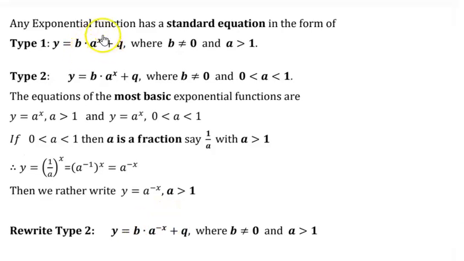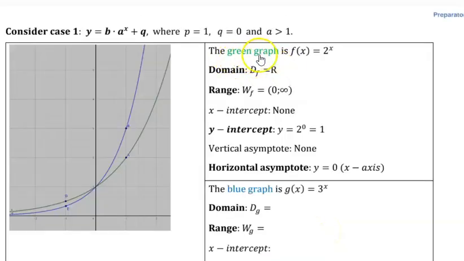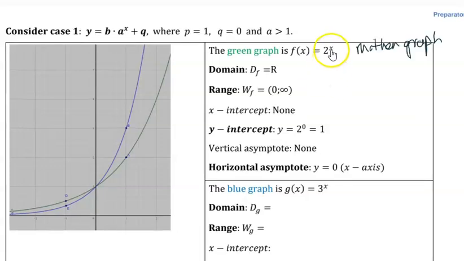Type A, where we have a to the plus x and a is greater than 1, is an increasing function, and type 2, which is a to the minus x, is a decreasing function, although a is still greater than 1. I'm using the green graph, f of x equal to 2 to the x, as my mother graph, and depending on the value of that a there, we will also have other mother graphs, but in this case we will use the 2 to the x as our mother graph.